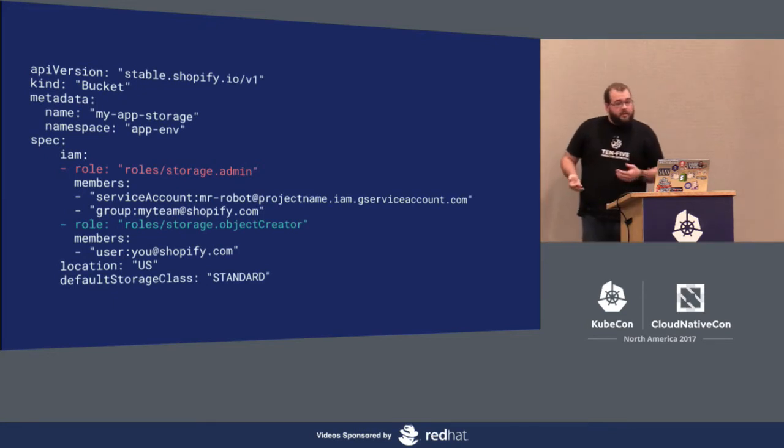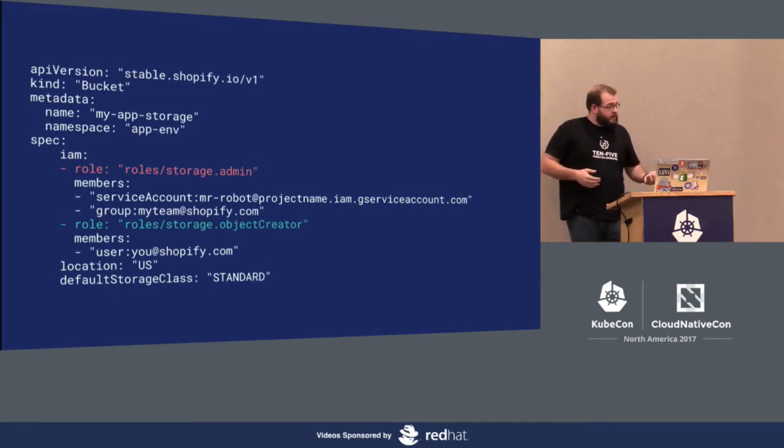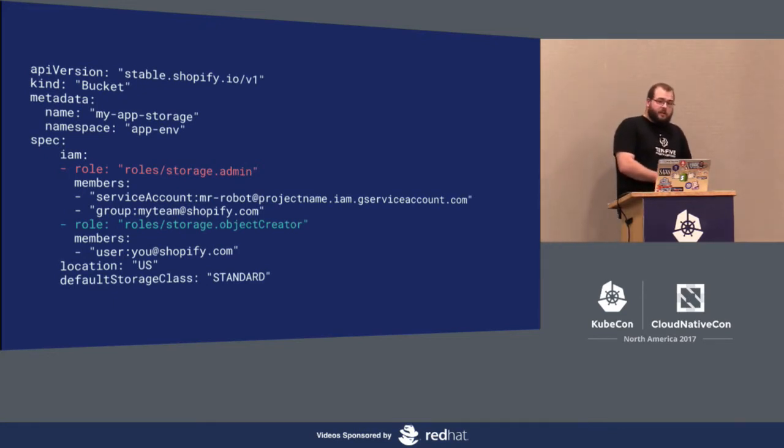With storage, again, every developer would like access to their storage. And since we use G Suite for our actual business products, we can leverage that identity on Google Cloud Platform. And then with Bucket Buddy, in this example, there's an example of a custom resource where we are giving storage admin to a robot and to a group, and giving object creator to you at Shopify.com.